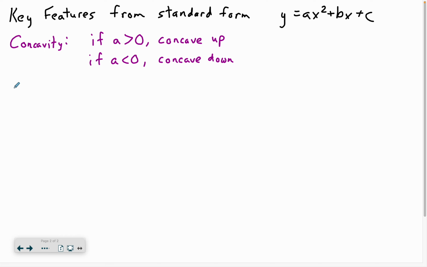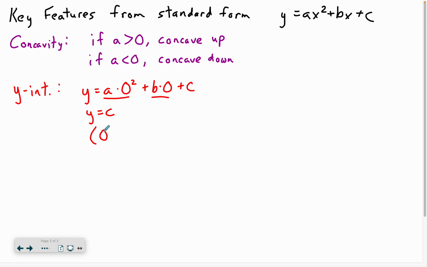Now the next easiest thing for standard form is the y-intercept. Remember, the y-intercept is where x equals 0. So if we look at where y equals a times 0 squared plus b times 0 plus c, these terms are just 0. So we get y equals c. So in other words, your y-intercept for standard form is just always 0, c.